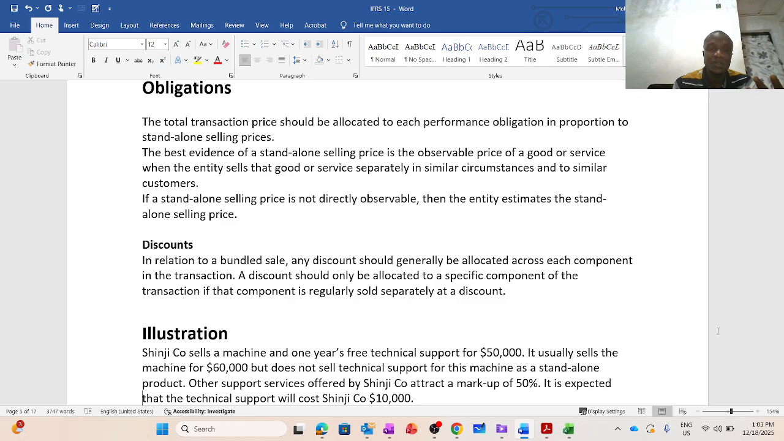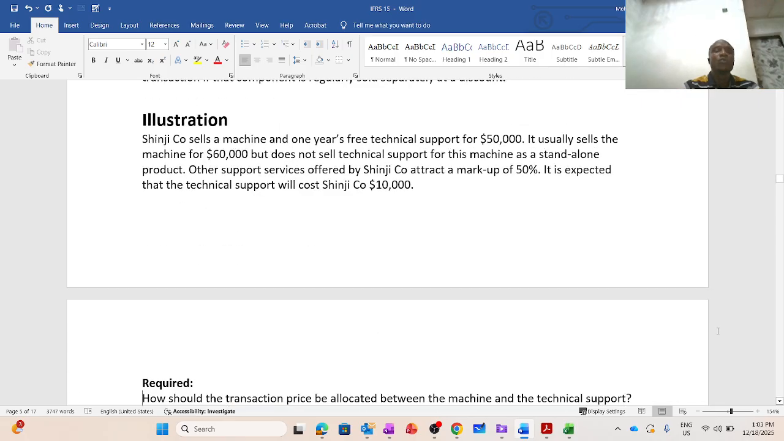Now let's assume the computer is generally being sold at a discount, minus the combined sales. So it means the 500 we are going to allocate to the computer, and we're not going to allocate any discount to the services. So this is the concept that you need to know about the discount. Now let's take a look at an example illustration so we are able to understand better.